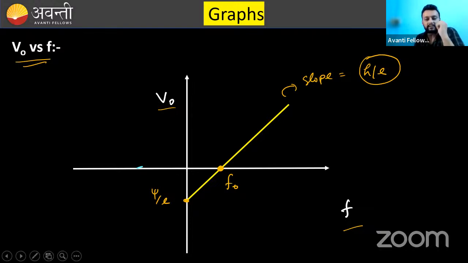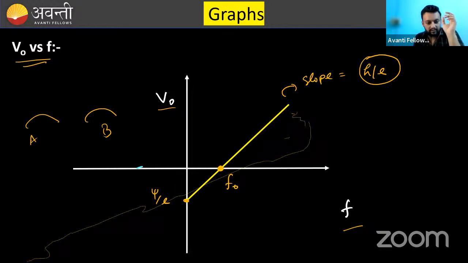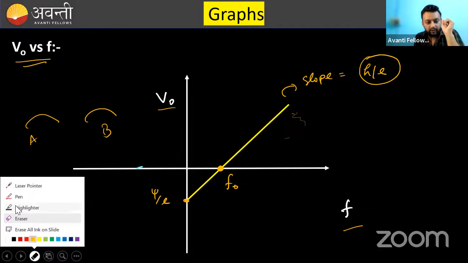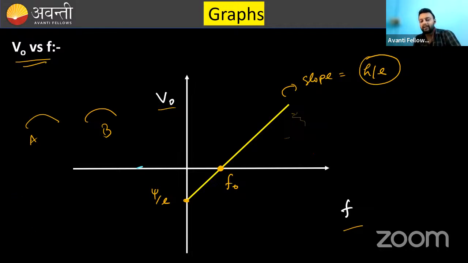If there were two metals, this is metal A, and this is metal B. If for two surfaces I want to draw this V naught versus F curve, then one thing is very important. The slope is a constant. That means the slope will remain the same, and the two graphs for A and B will remain parallel all the time. This is for metal A, this is for metal B, will always remain parallel. Why do they become parallel? Because the slope is a constant. So all the graphs will remain parallel.